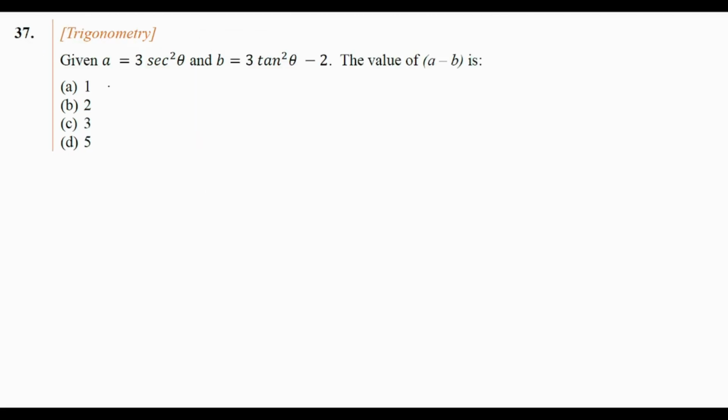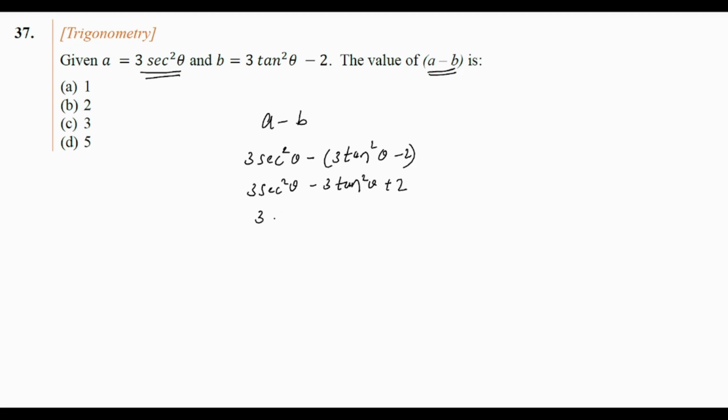It is given that a is equal to 3 secant square theta and b is equal to 3 tan square theta minus 2. Find the value of a minus b. So now I am supposed to find a minus b. What is a? It is 3 secant square theta minus b, which is 3 tan square theta minus 2. So 3 secant square theta minus 3 tan square theta plus 2. So here I can take 3 common. I can write this as 3 times secant square theta minus tan square theta, plus 2.